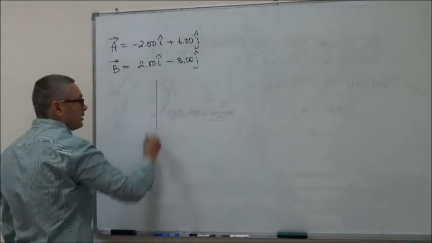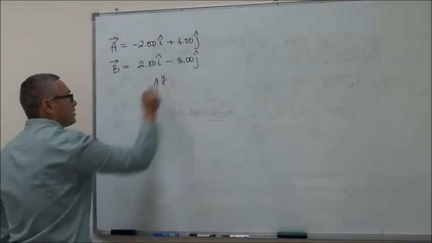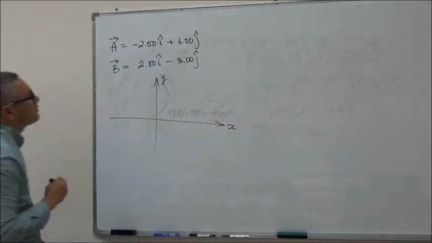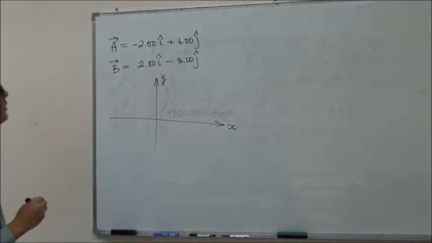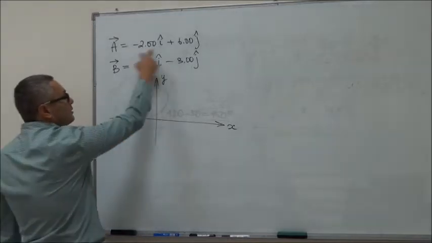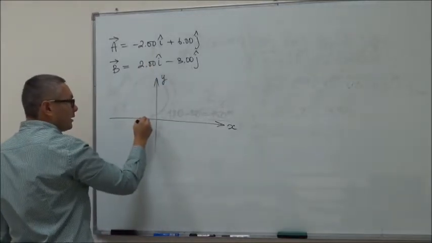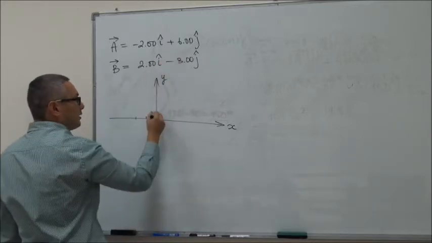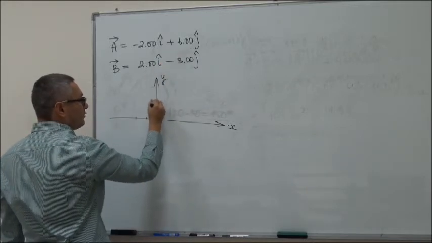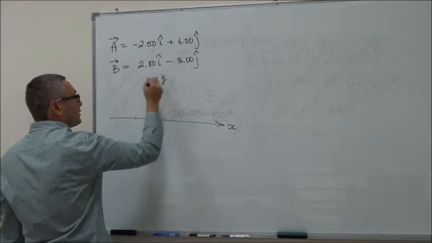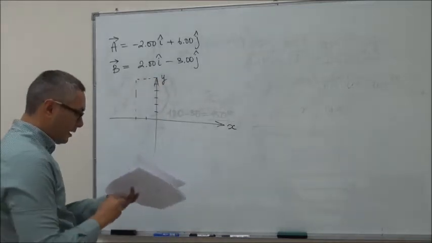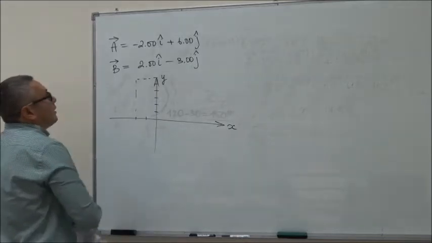Let's draw a system of coordinates and just see how the two vectors align themselves. The A vector is 2 units in the negative x direction and then 6 units in the positive y direction. So 1, 2, 3, 4, 5, and 6. So approximately like this. This is our A vector.